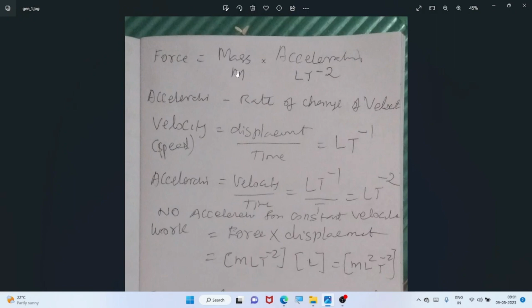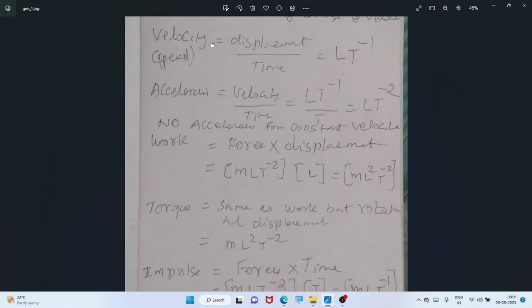Mass is represented with this symbol m. Acceleration is nothing but the rate of change of the velocity. Velocity is displacement by time, that is, displacement is length, time is t. So t comes up as t^-1. Acceleration is the rate of change of velocity by time, so LT^-1 divided by again T gives LT^-2. So mass into LT^-2 is the dimension of force.